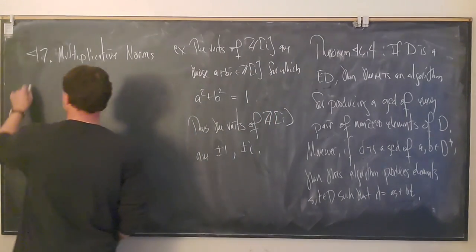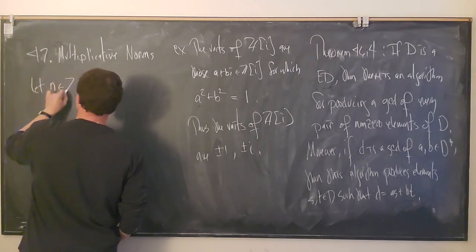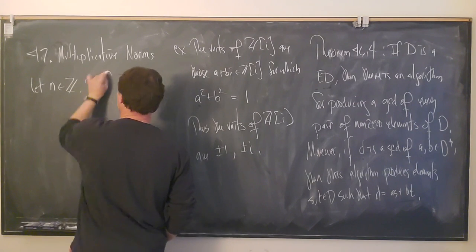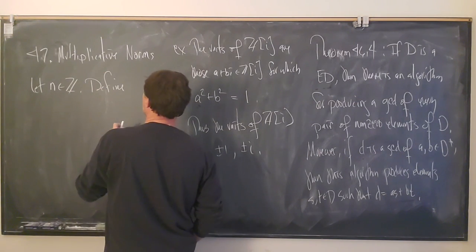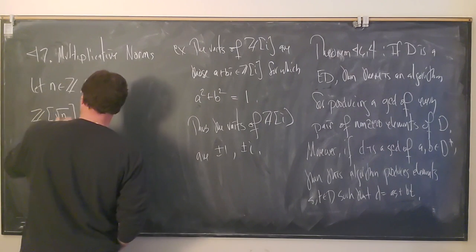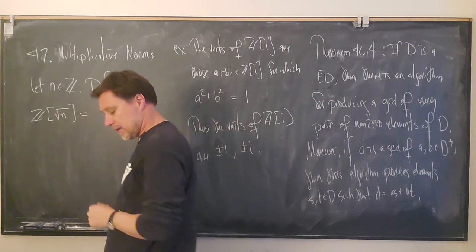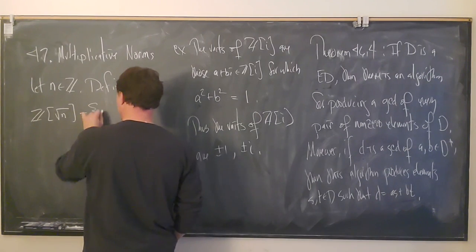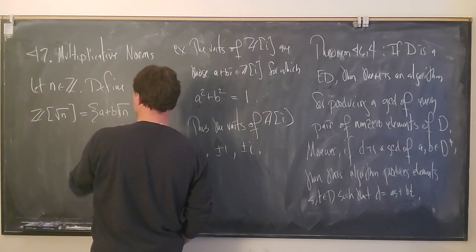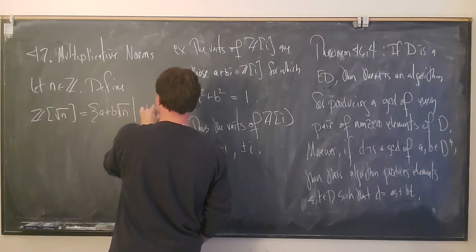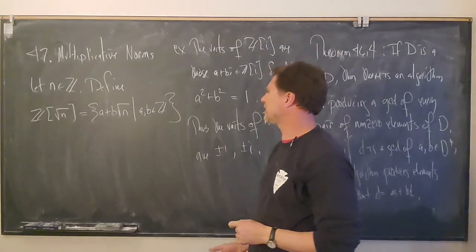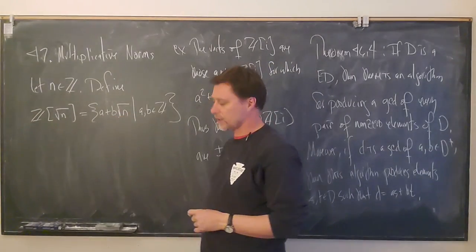So let n be an integer. And I want to define, we've seen examples of this before, Z[√n]. It's equal to the set of all things of the form a plus b√n, where a and b run through all of Z. So we've seen, or at least seen objects like this. We've constructed rings like this before.